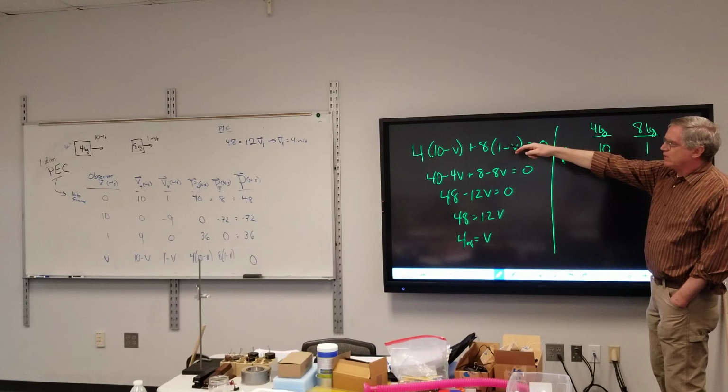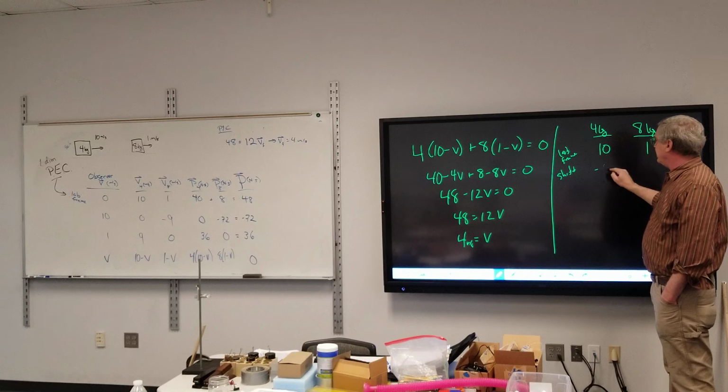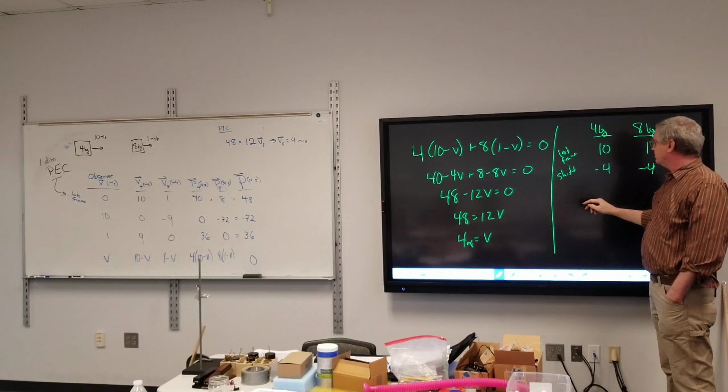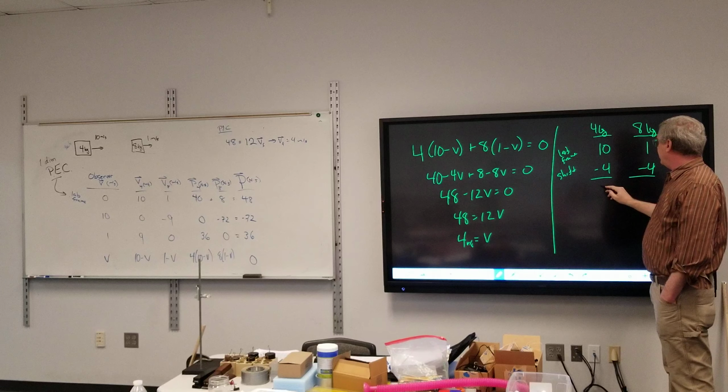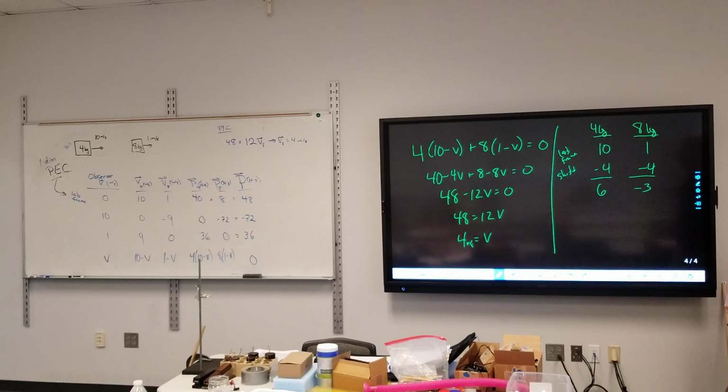My perfectly inelastic collision solution is 4 meters per second, so I'm now going to shift by subtracting 4 from each of them. And I have 6 and -3. So in the zero momentum frame, the 8 kilogram mass is going to the left at 3 meters per second, and the 4 kilogram mass is going 6 meters per second to the right. We can double check. 6 times 4 should equal 3 times 8. And it does.